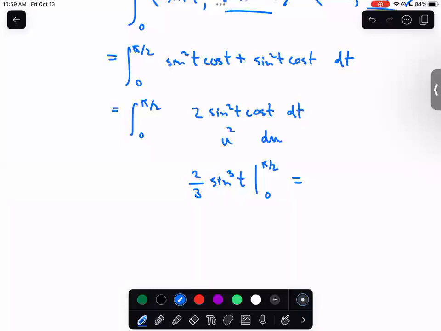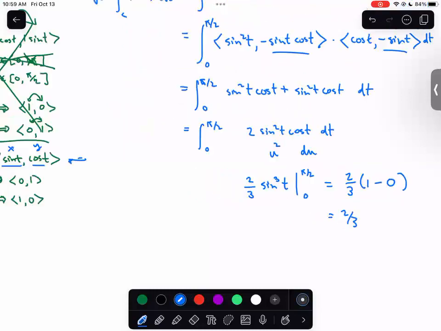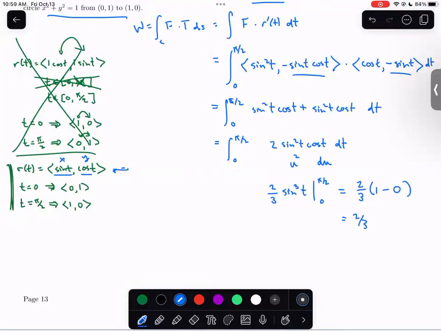Now if I plug in pi over 2, sine of pi over 2 is going to be 1. And if I plug in 0, sine of 0 is going to be 0. Cube those things, they stay the same. So my final answer here is going to be 2/3. I was hoping for a positive answer. I'm glad I got one.